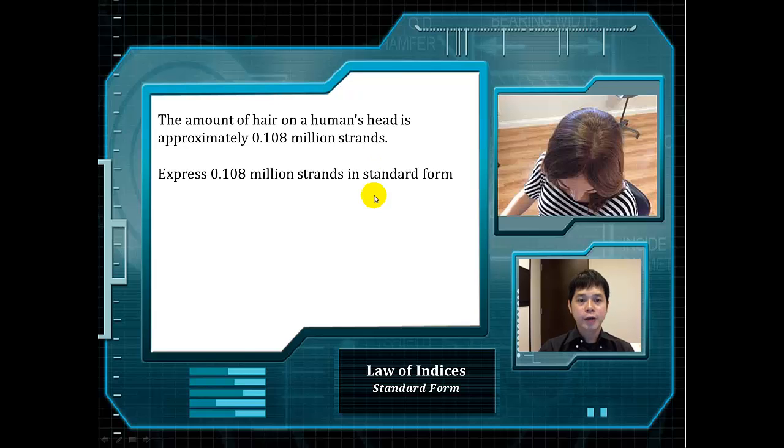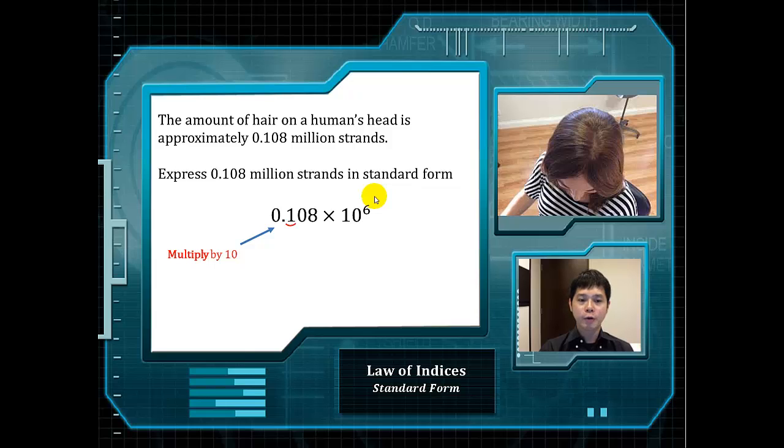Next, the amount of hair on a human's head is approximately 0.108 million strands. Express 0.108 million strands in standard form. Since we know that million is 10 to the power of 6, 0.108 million is 0.108 times 10 to the power of 6. The next question: is this in standard form? No. Hence, we need to learn how to convert this to standard form.